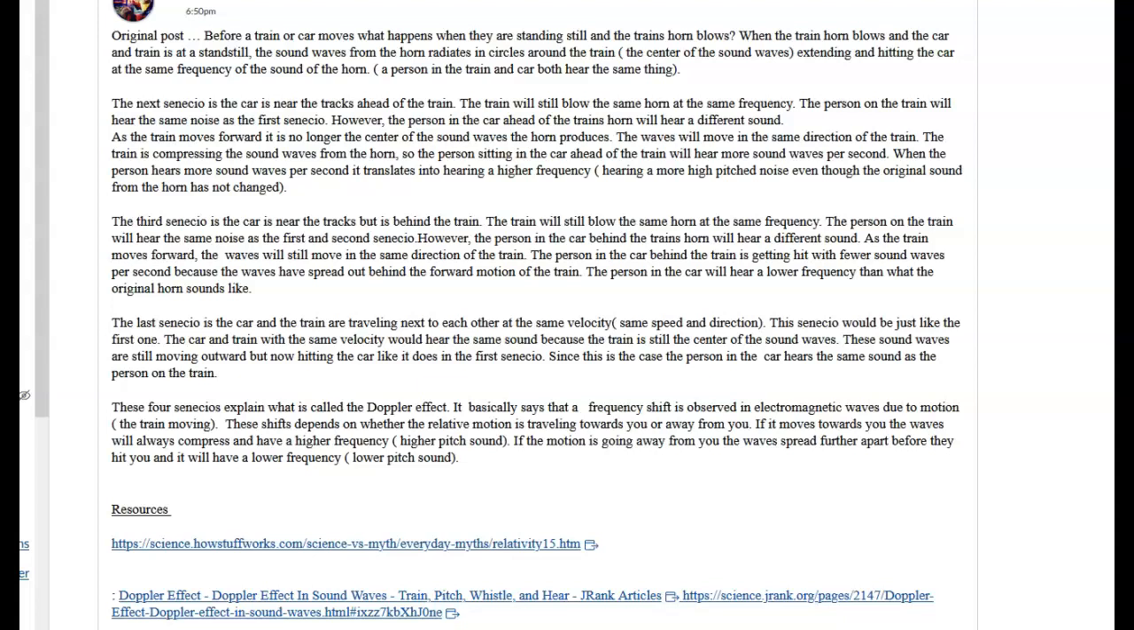I did want to comment on your last paragraph. Frequency shift is observed in electromagnetic spectrum due to motion of a train. Are we talking then about radar or something? Because that's not what's caused Doppler shift in what we're discussing here. Doppler shift in sound is just due to the Doppler shift in sound, and I'm not quite sure where you were going with that.